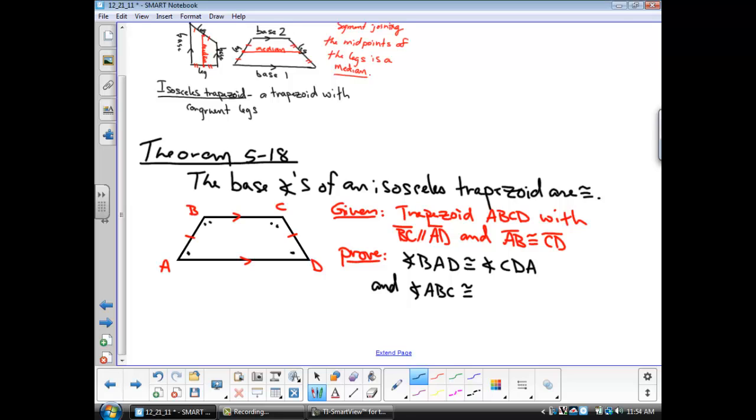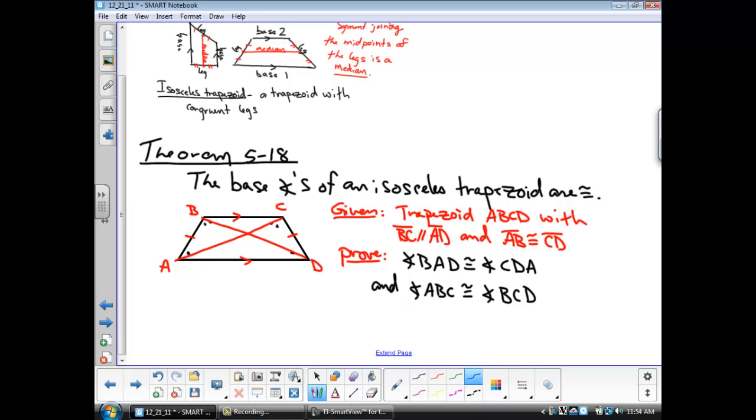I'm going to make some triangles. The way I'm going to do that is draw these two diagonals, which in an isosceles trapezoid have to be congruent, by the way. We're going to be able to prove that we have congruent triangles. What I know, since these lines are parallel, is that we have some congruent angles. I also know that we have some congruent sides.